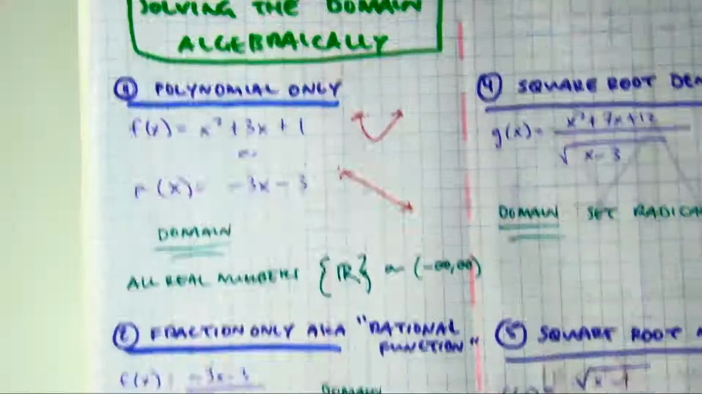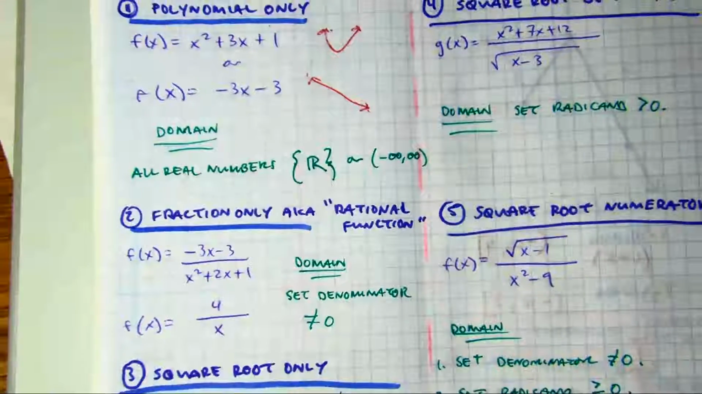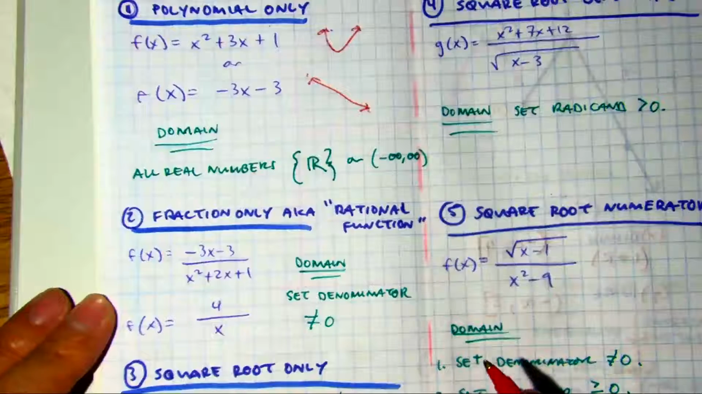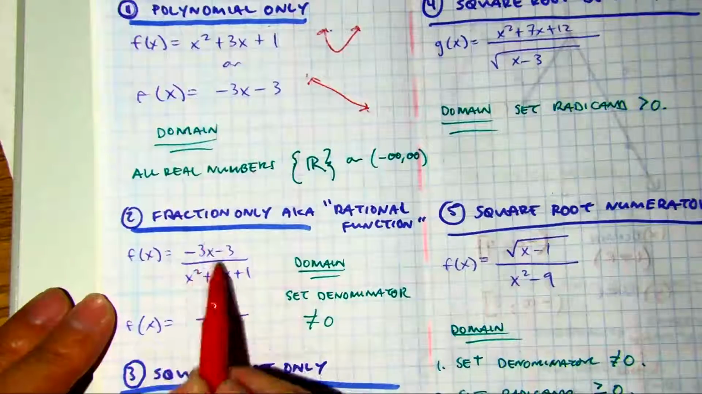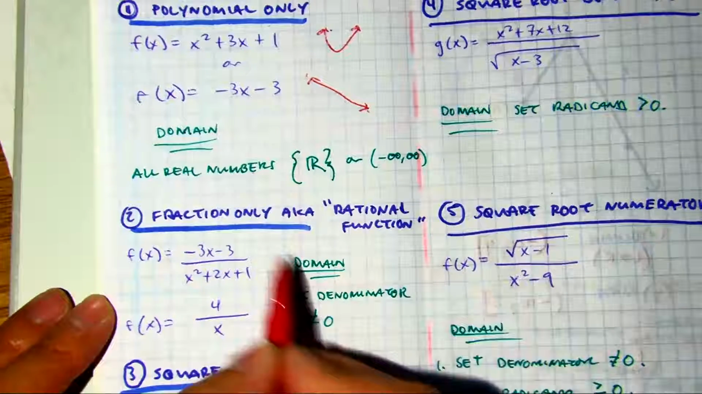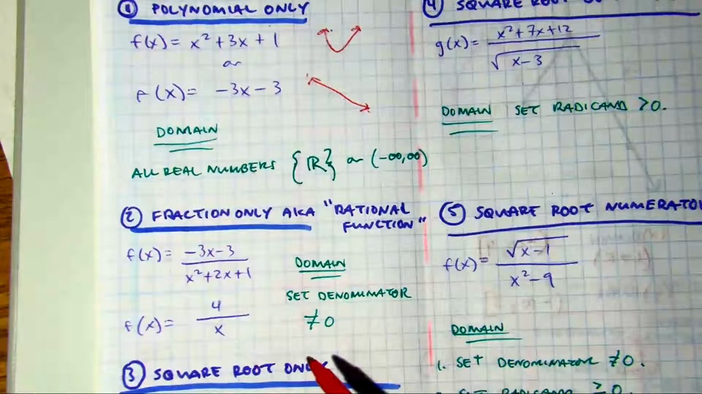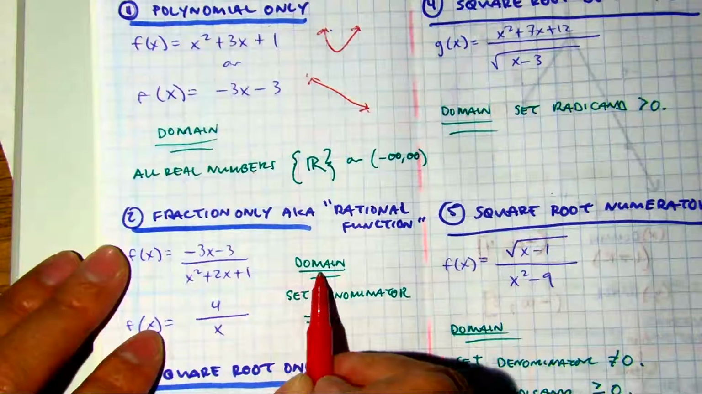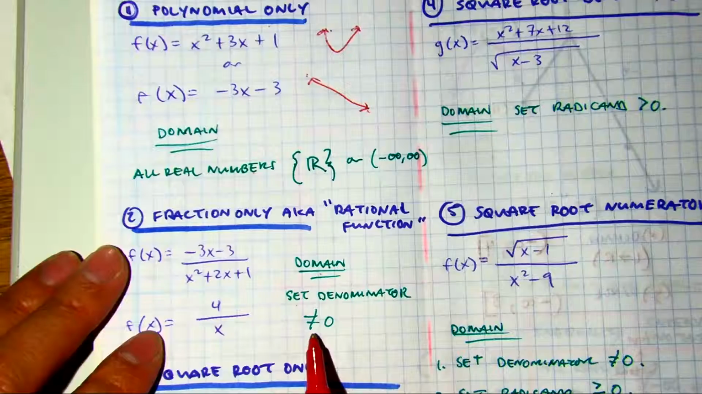Let's talk about a fraction or a rational function. When you see a fraction, you have something over something. This is a rational function, so we're going to be talking about this very soon, and so I want you guys to have information on it. Basically, to find the domain, you set the denominator not equal to 0.